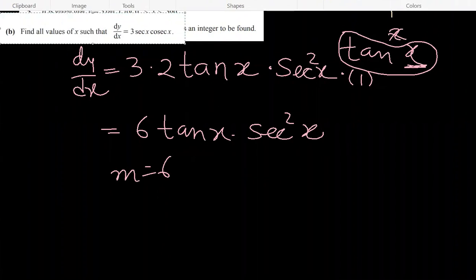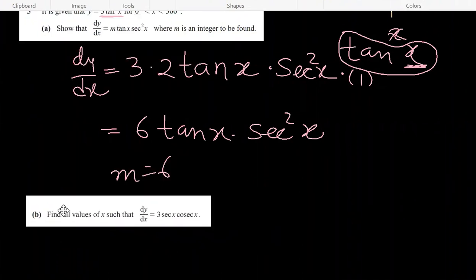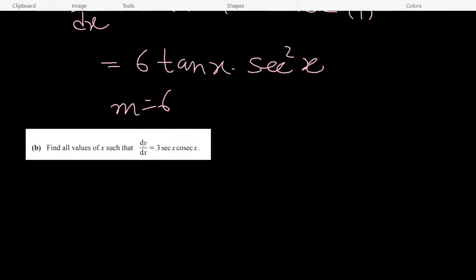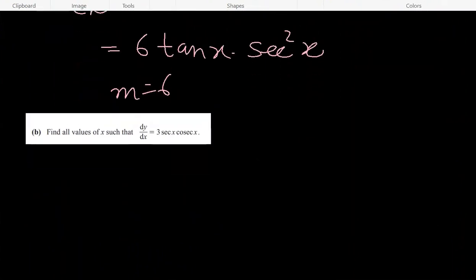What's next? This is next. Find all values of x such that dy over dx is 3 secant x cosecant x. All right, they're trying to play with our emotions. Now they have introduced cosecant x. So we know this was dy over dx, right? This one. So now we can equate them.